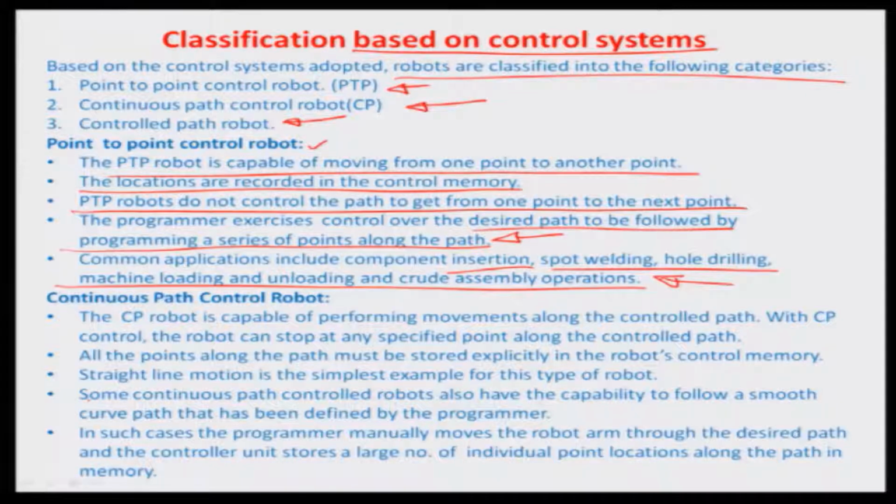The continuous path control robot, on the other hand, is capable of performing movements along controlled paths. So, with continuous path control, the robot can stop at any specified point along the path. Basically, it is a continuous operation. The simplest example is a straight line. If we take the robot and lead it along a straight line and record the control points in between in the memory, obviously dependent on the resolution and other factors.